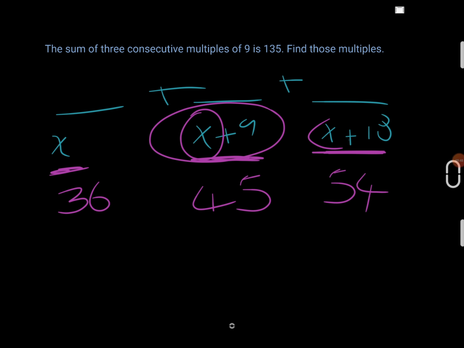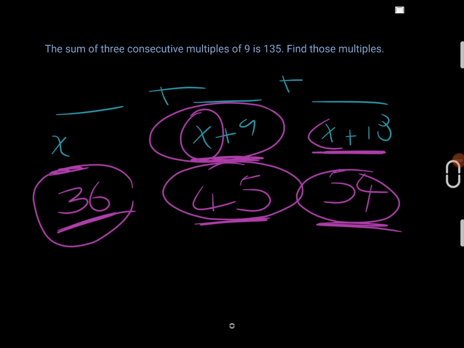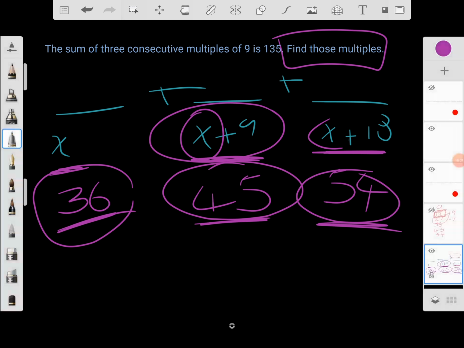So you see, now you can just add these 3 and see whether you actually got the right answer or not. If you get 135, then you got it right. So these three are our multiples. So we have found what we needed. Okay, so that is one question. Let us go to another question.